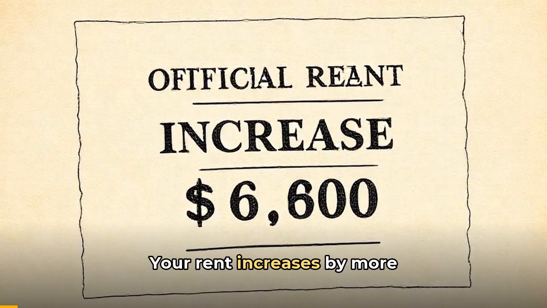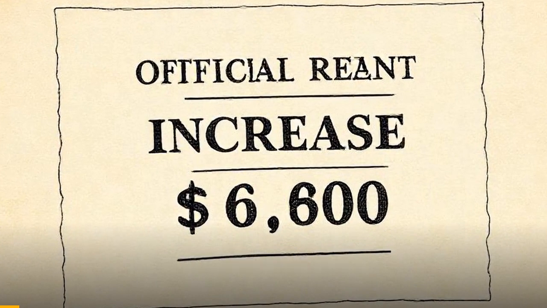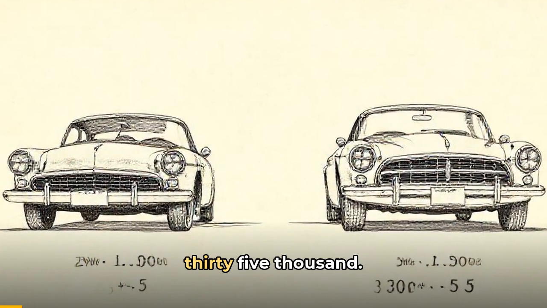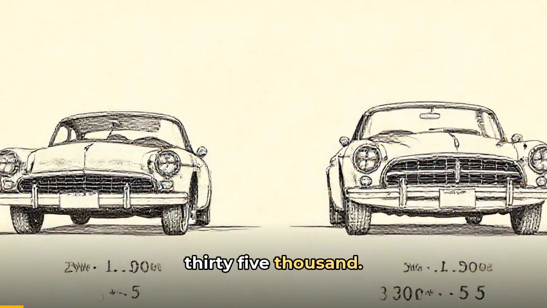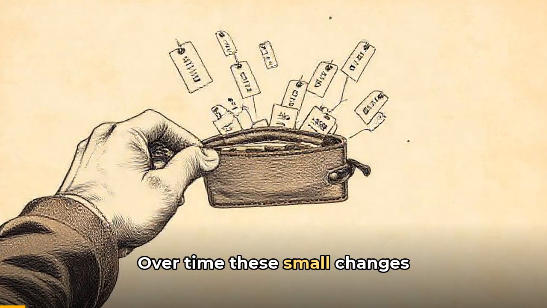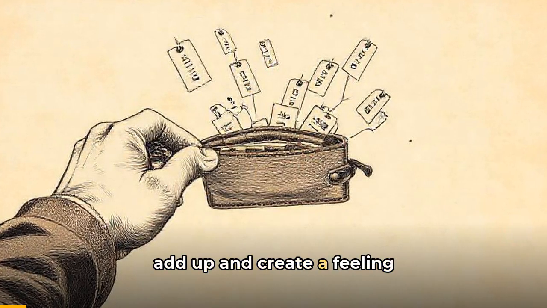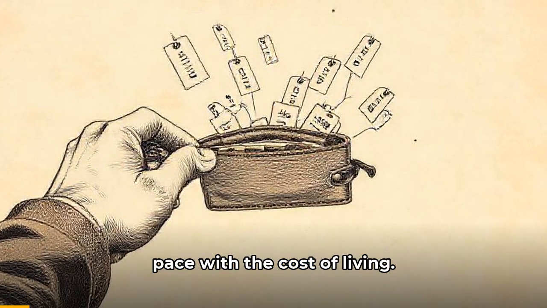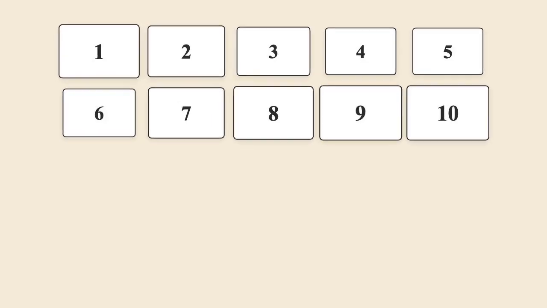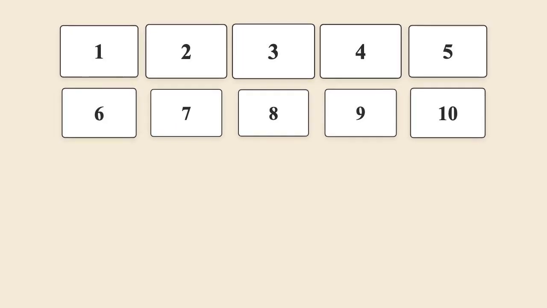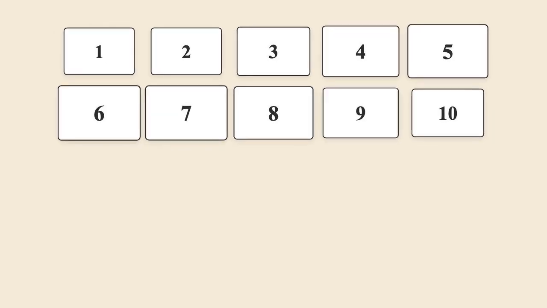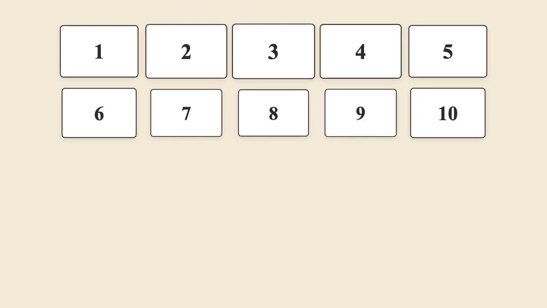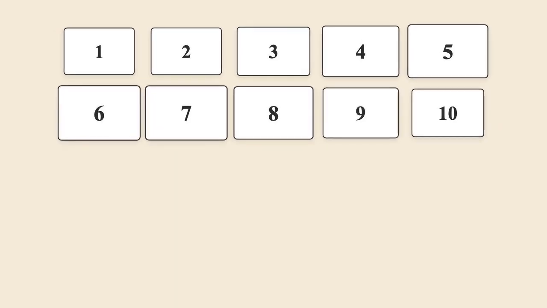Your rent increases by more than you expected. The car that once cost $25,000 now costs $35,000. Over time, these small changes add up and create a feeling that your income is not keeping pace with the cost of living. The purpose of these 10 animations is to make that process visible and measurable so you can see exactly how prices move and what that movement does to the money you already have.